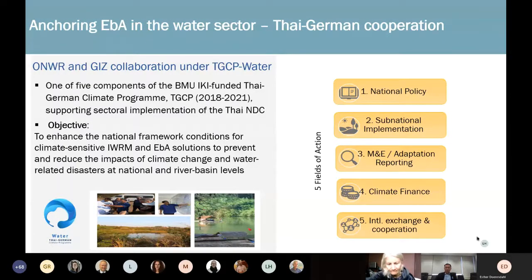To increase the scope of financial resources for ecosystem-based adaptation, we are also looking into different public and private financing mechanisms. Last but not least, we focus on international cooperation and exchange on experiences in the integration of IWRM and EbA, for example, in formats such as this session today.